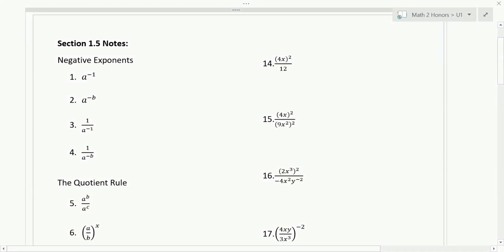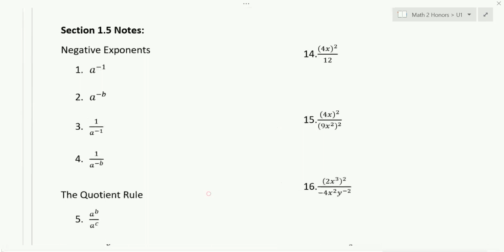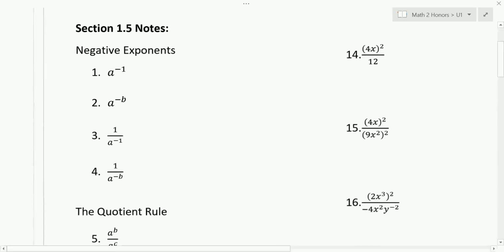So we've looked at the product property, and the power property with exponents. And now we're going to hit some more things. First of all, if you have a negative exponent, what does that mean? And you, again, have some experience with this.